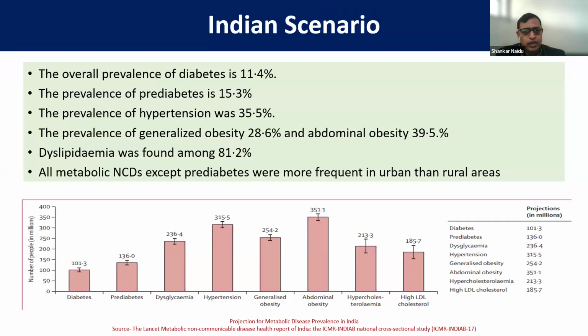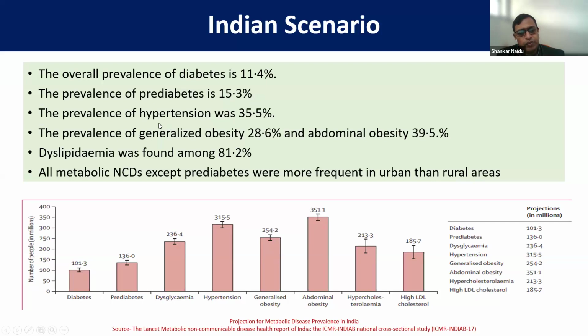Coming to the Indian scenario in general, this is a large study done in collaboration with ICMR and published somewhere around 2010, where more than 1 lakh people from the general population were screened for various non-communicable diseases. As per this study, the overall prevalence of diabetes is somewhere around 11% in India, and the prevalence of pre-diabetes is around 15%. So overall, almost 1/3 of the general population is at risk of developing diabetes or is already diagnosed with diabetes.